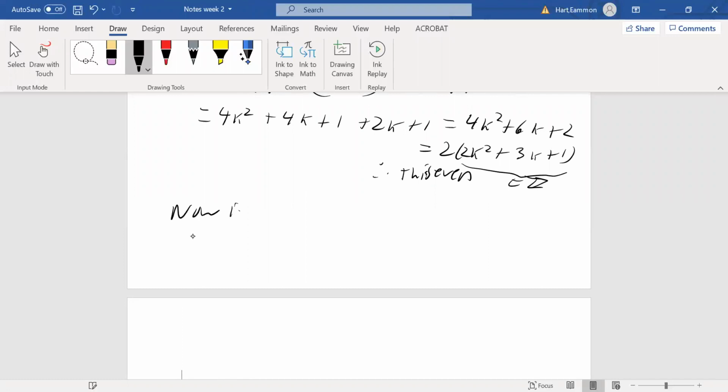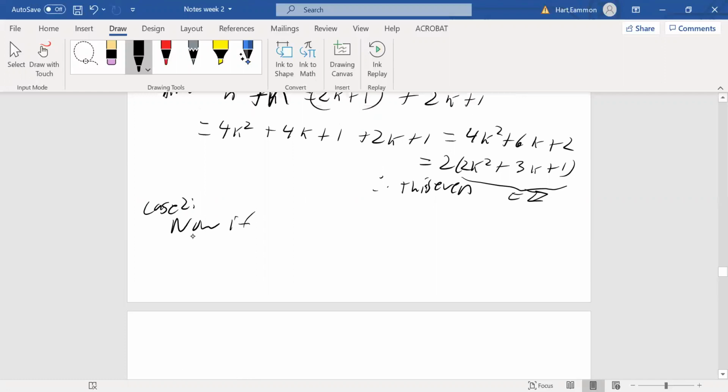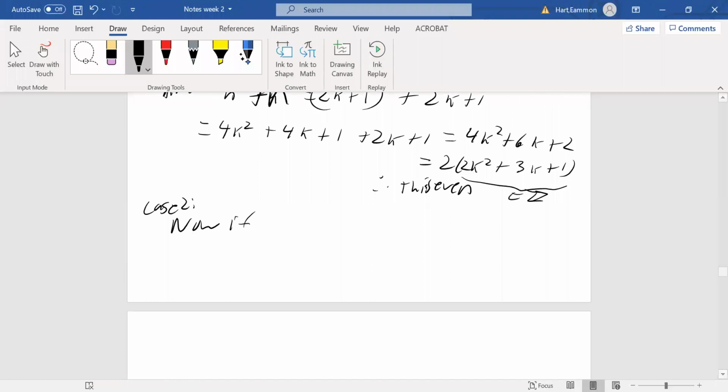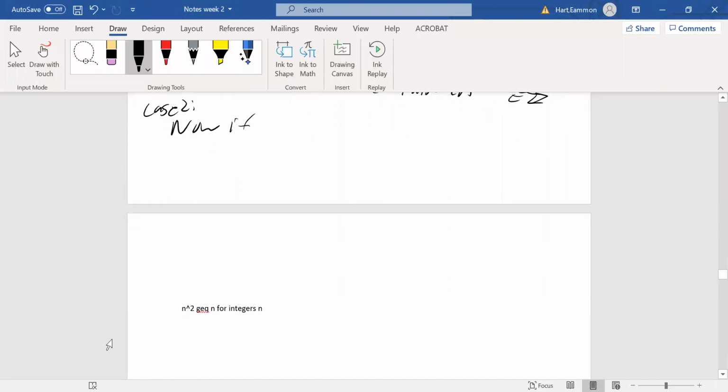Now, case 2. Sometimes it's nice to also mark off your cases. It makes it a little bit easier to read. In these cases, we have so few cases that it's pretty easy, but it's still a good habit to have that I should be more explicit about.